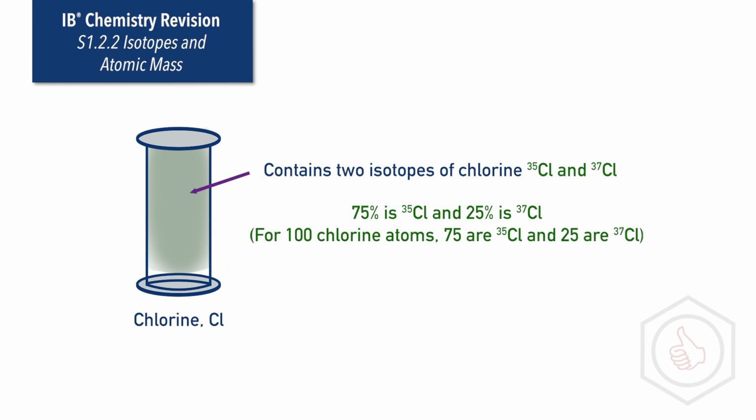The relative atomic mass of chlorine then would be 75 times 35 plus 25 times 37 divided by 100, giving a relative atomic mass of 35.5.